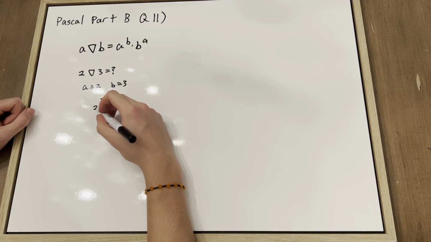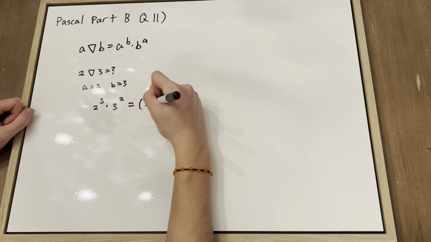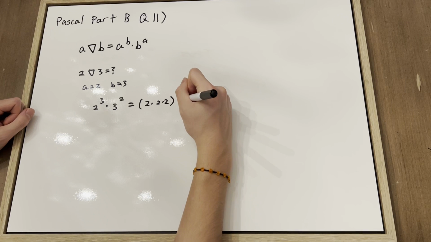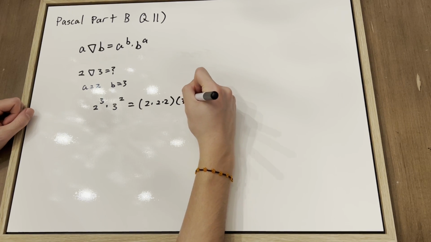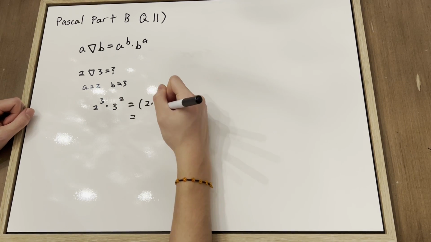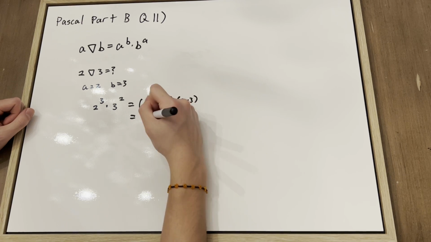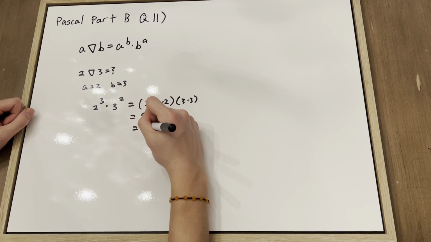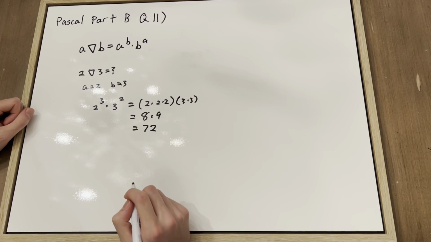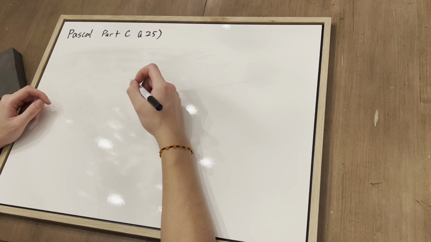And from here, 2 to the 3 is equal to 2 times 2 times 2, and 3 to the 2 is equal to 3 times 3. This is equal to 8, this is equal to 9, and we get 72. Now let's move on to the next question.